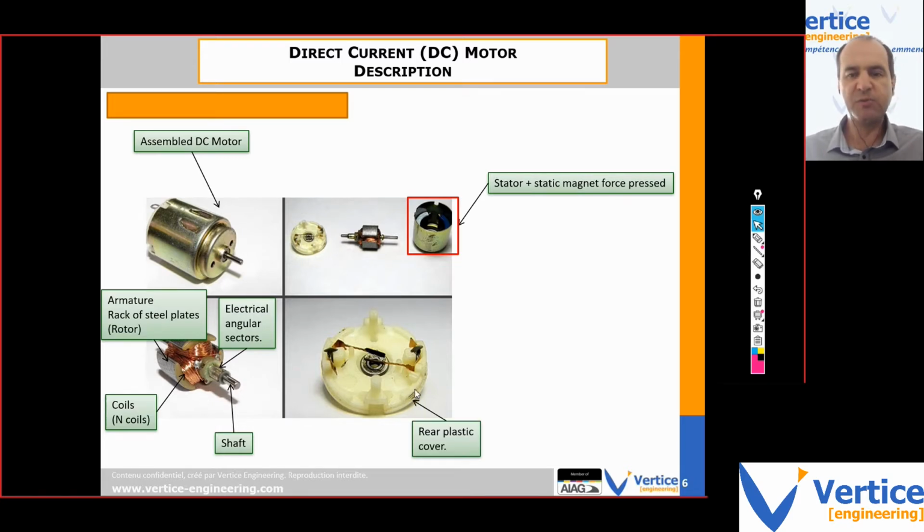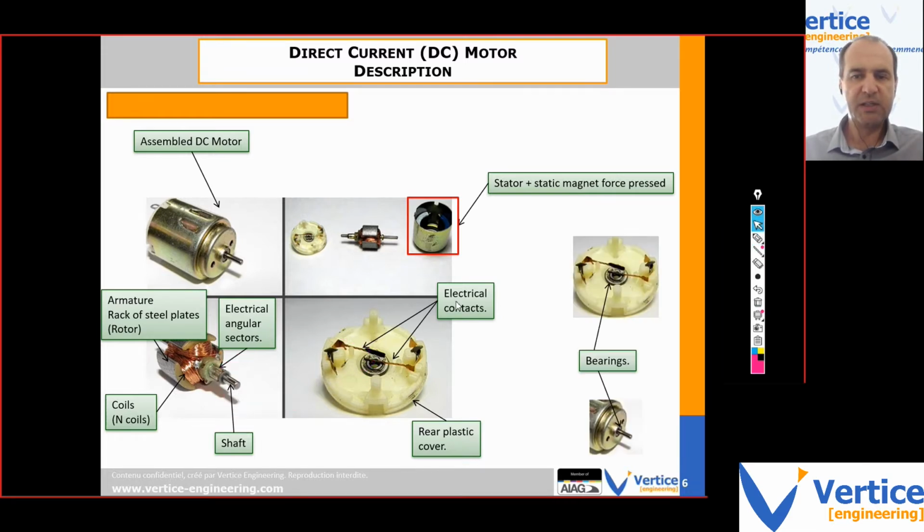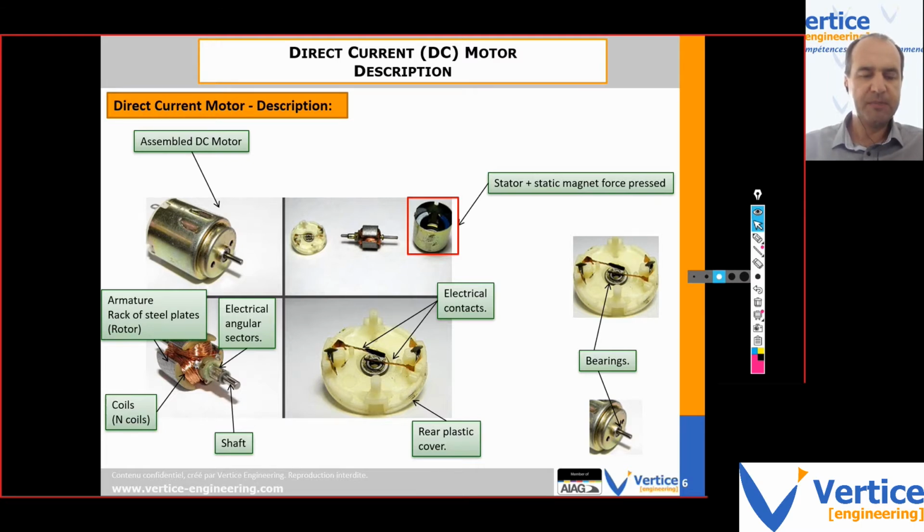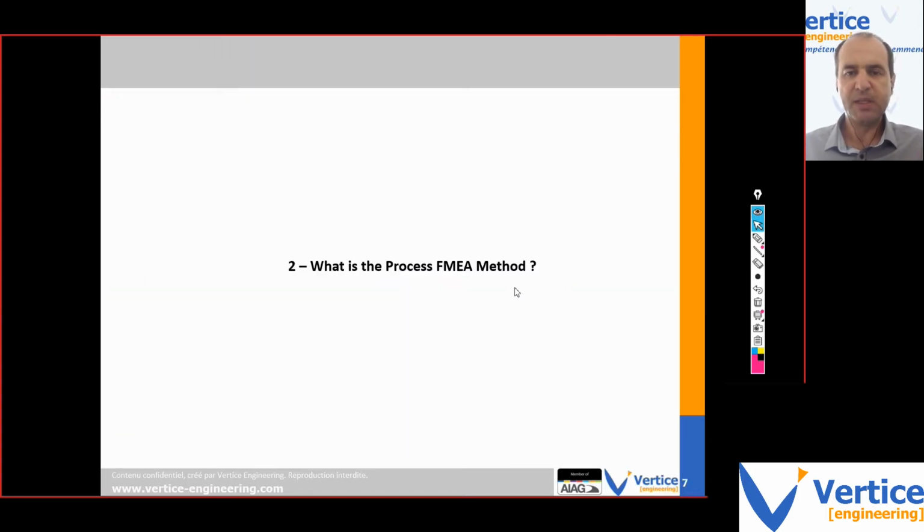Then we have a rear cover, which is the plastic part, on which we have the electrical contacts that are going to touch the angular sector and transmit the electrical current to create the torque. And then we have some bearings, of course, to guide the shaft in rotation. So this is the way it works. I will show the manufacturing process in just a few moments.